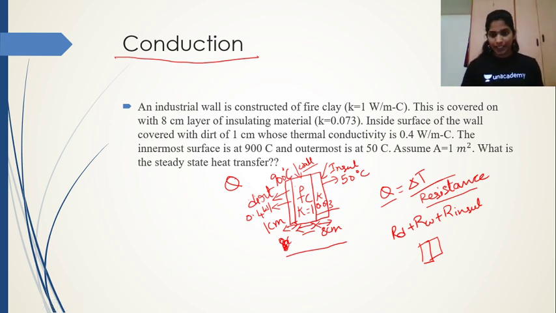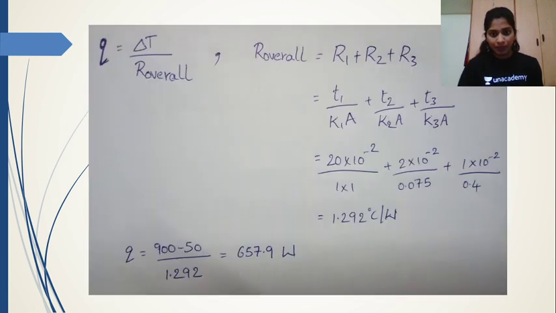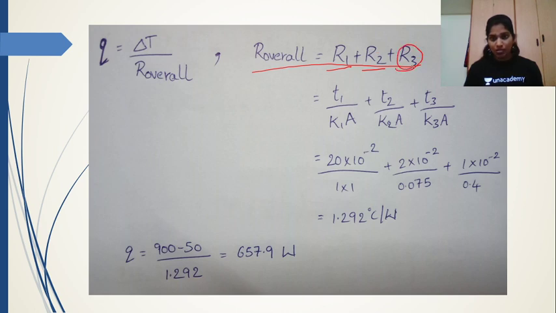Okay, so this is the data from the question, and Q is what we have to determine. So R overall is equal to R1 plus R2 plus R3. R1 is for the dirt layer, R2 is for the wall, and R3 is for the insulator. As this is an industrial slab, I am considering it to be a rectangular slab.